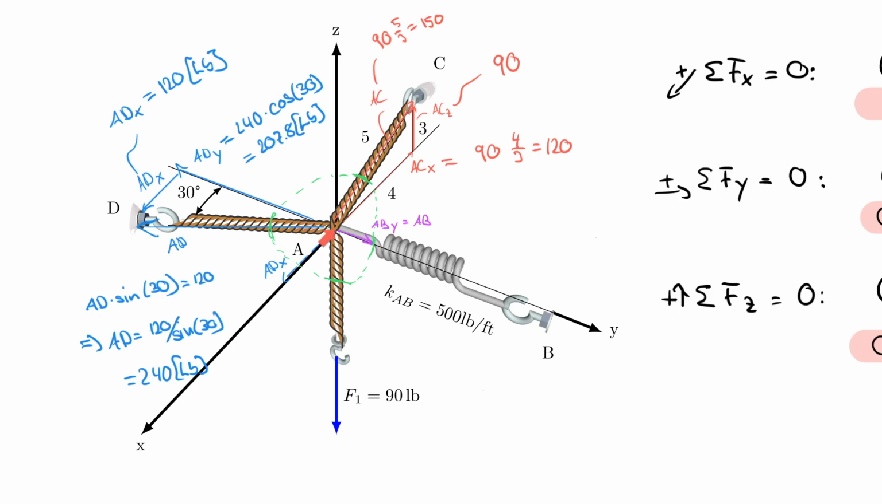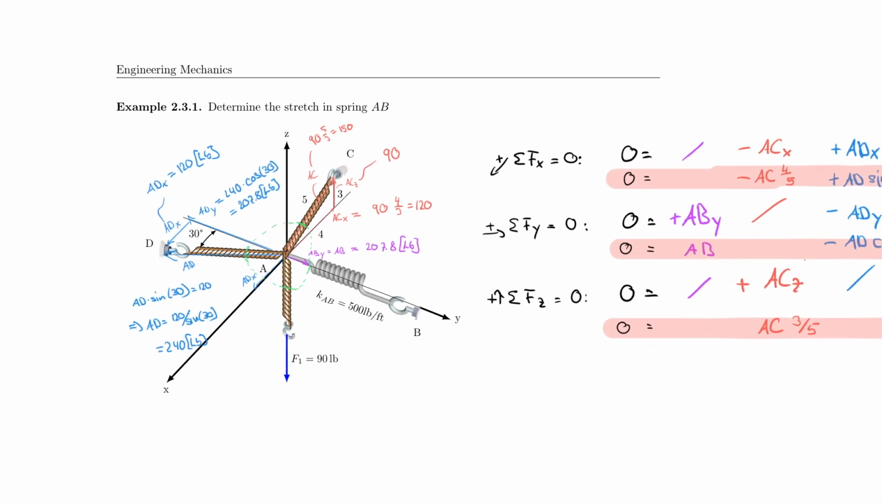And now I can continue with my logic, right? I know that this node here is pulled to the left with 207, and the only thing that can pull it to the right is actually the spring. And so I know that the spring now has to carry also 207.8 pounds. And now I'm almost done. Don't get me wrong. We still have to calculate the stretch in the spring. That was the actual calculation.